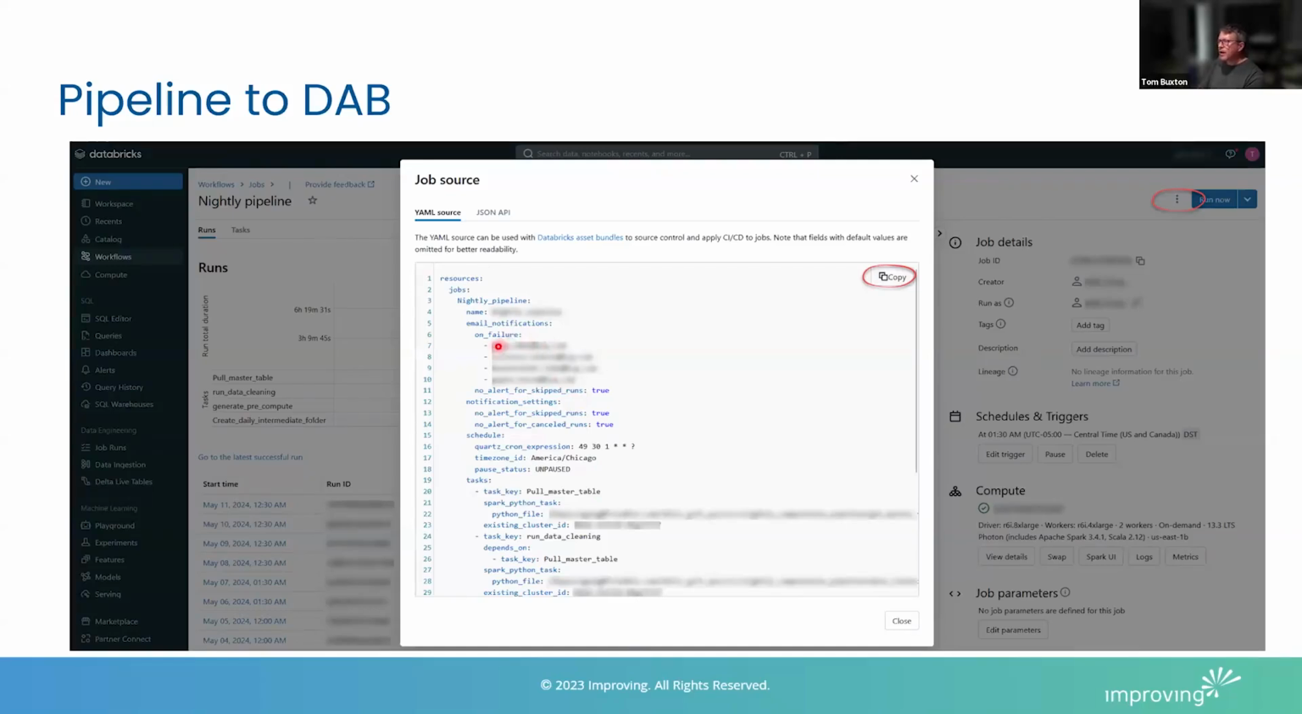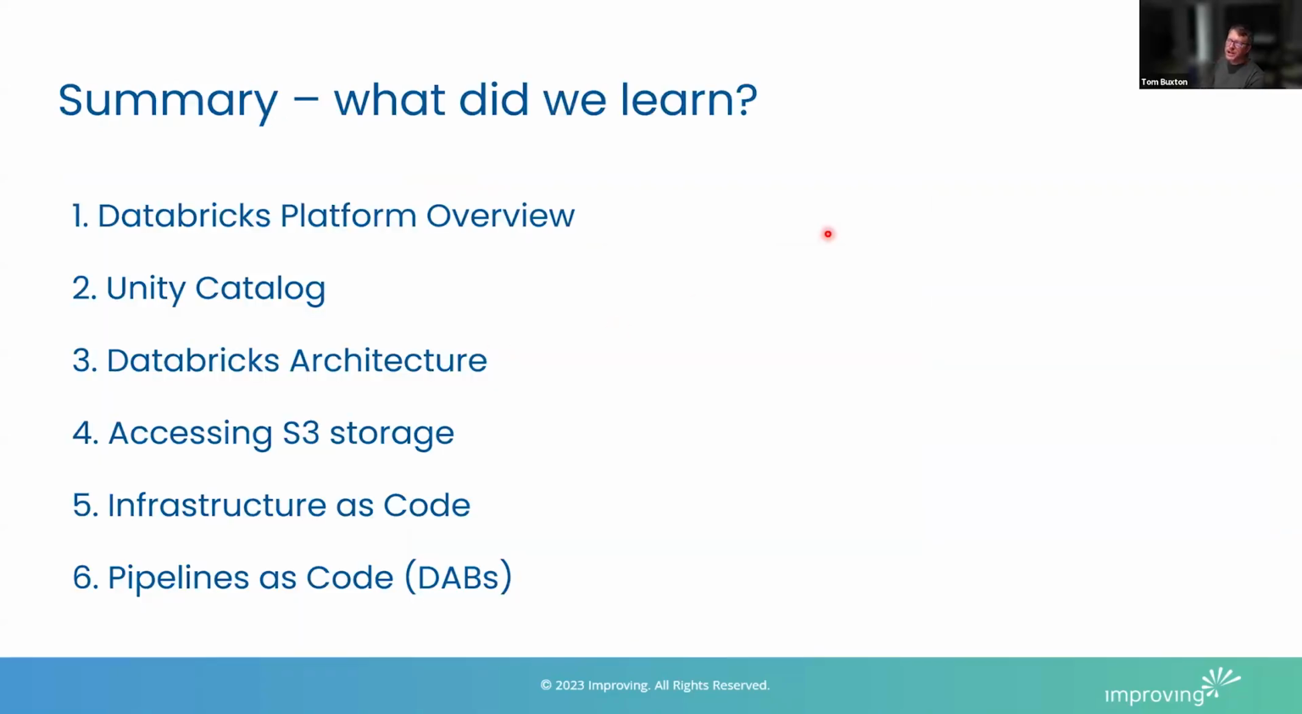So that's pretty much all I want to cover for the presentation. Let's circle back and refresh our memories about what we covered. I gave you the 1,000-mile introduction to Databricks and to Unity Catalog. We talked at some depth about Databricks architecture. We talked about how we access S3 storage from Databricks. Then we talked about infrastructure as code, and kind of left the best to last, pipelines as code as well. So that's the details of what we covered.